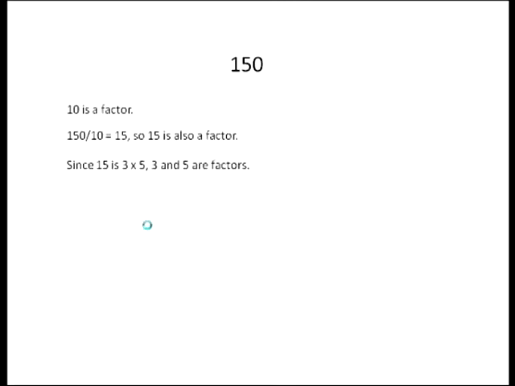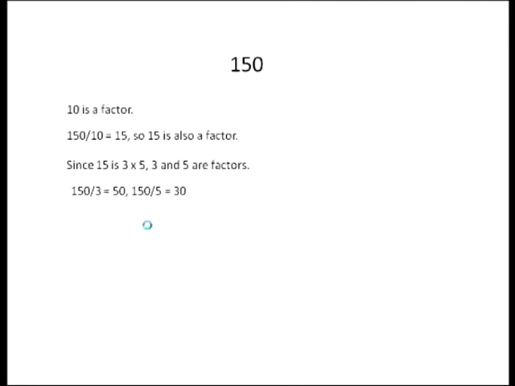Okay, let's look at the number 150. Automatically, I see it ends in 0, so 10 is a factor. So I would divide 150 by 10 to find another factor, so 15 is a factor. So that means 10 times 15 is 150, so 10 and 15 are factors. All right, now think about it. 15 is 3 times 5. That tells me that 3 and 5 are also factors.